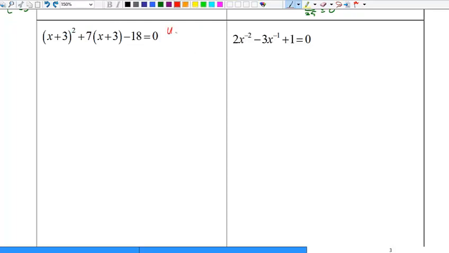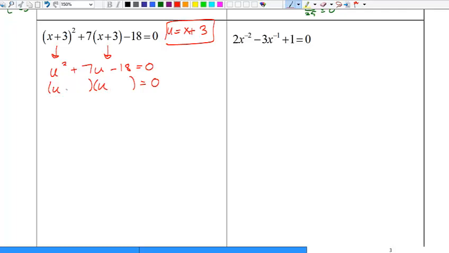So we're just going to let u equal the middle term's variable part, which is x plus 3. So I'm going to replace this as u squared plus 7 times, replace x plus 3 with u, minus 18 equals 0. Again, this is our translate. So we're going to translate it into u's. Why? Because it's easier to solve as a quadratic here. This is something that is not so bad.